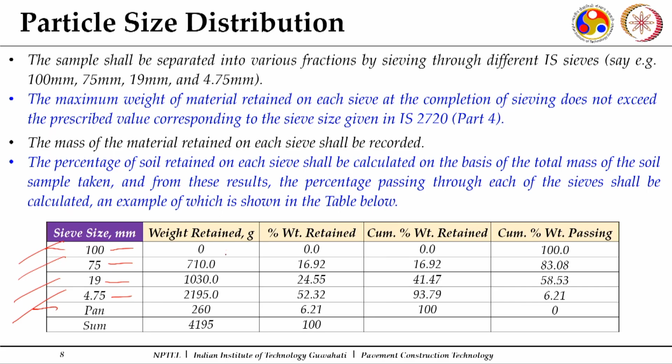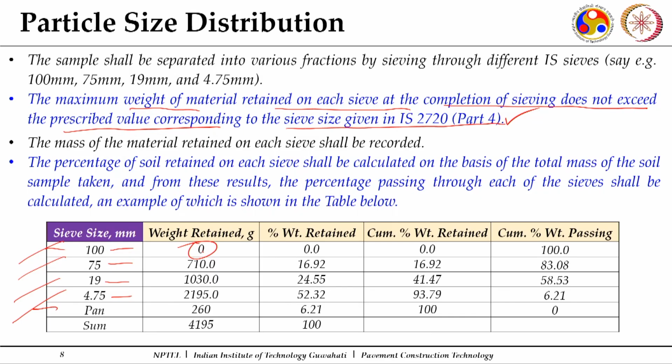So now I have sieved it, and I found that no material is retained on my top sieve. Now there is an important consideration: depending upon the sieve size, there is a requirement on how much maximum material it can sieve. So the maximum weight of material retained on each sieve at the completion of sieving should not exceed the prescribed value corresponding to the sieve size. If you take more than that material, the sieving will not be correct. So the appropriate amount of material that can be retained over a particular sieve is to be taken into consideration while doing this dry or wet sieving.